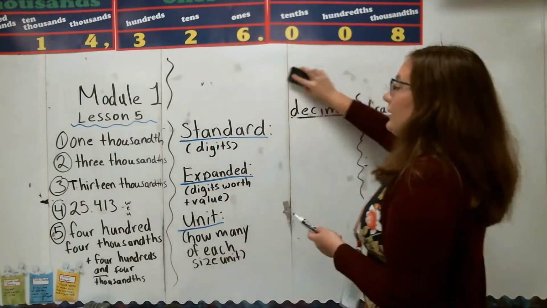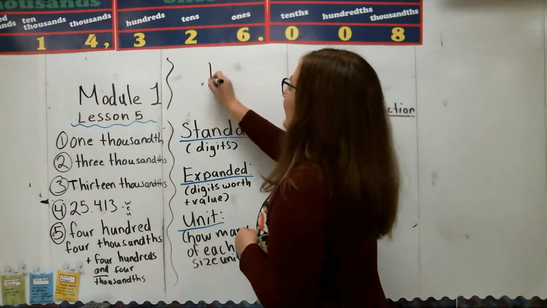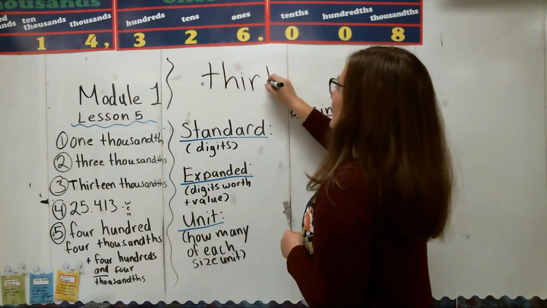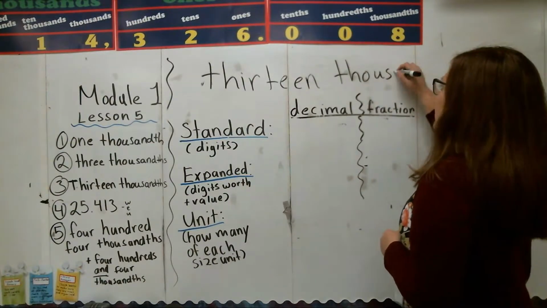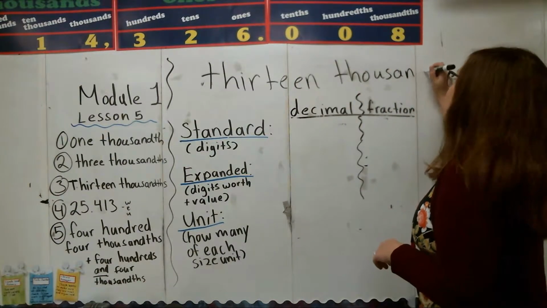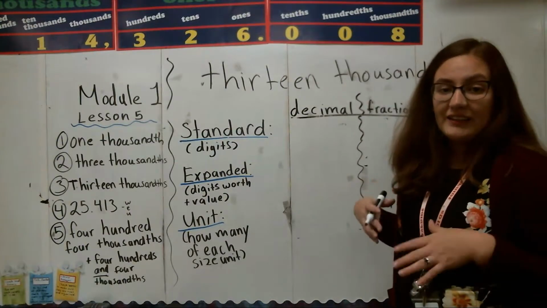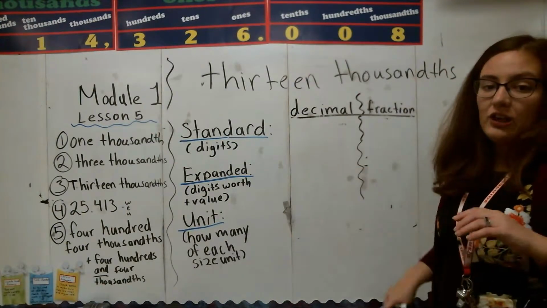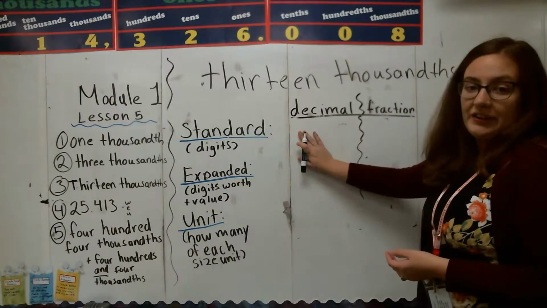All right, so for this next problem, what I have now is 13 thousandths. And for this one, if you want to try it on your own and see how you're doing, you could try that. If you don't feel comfortable just yet, that's okay. You can work along with me. So what we're first going to start with is our standard form with our decimal.